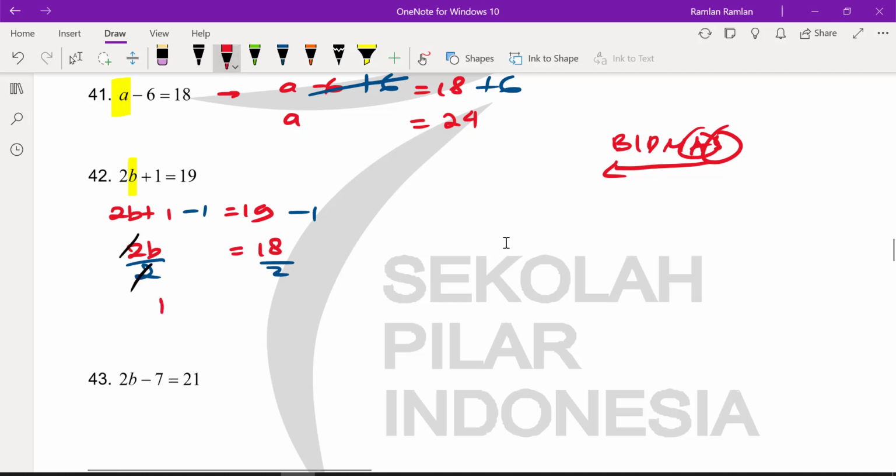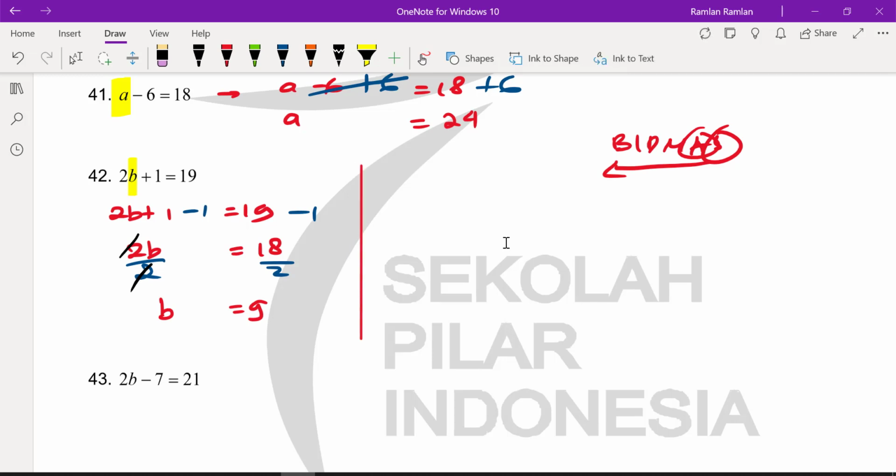So you only have b on the left side of the equal sign, and then 18 divided by 2 is equal to 9. So what if you decided to divide by the 2 first? You can actually do that, but maybe it's going to be a little bit more complex for you guys. So I'm going to show it to you anyway on how to do it.